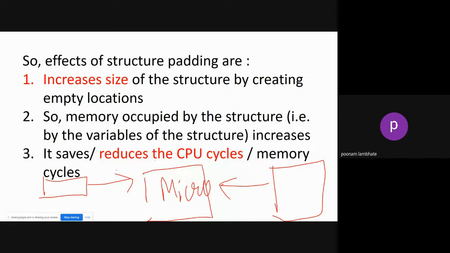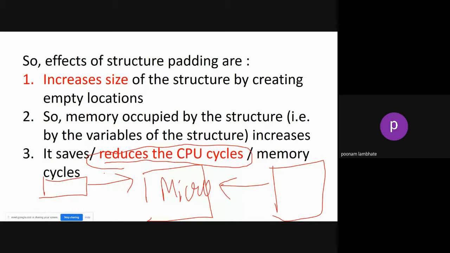That means you have to interact with your external devices. You have to interact with the memory. And the less you interact, the faster it will happen, right? So this is the advantage, that it reduces the number of times you communicate with the external device, or reduces the number of CPU cycles, but it will increase the memory. So in which application is it suitable? If you want to save the time of your program execution, that time you can use the padding concept.